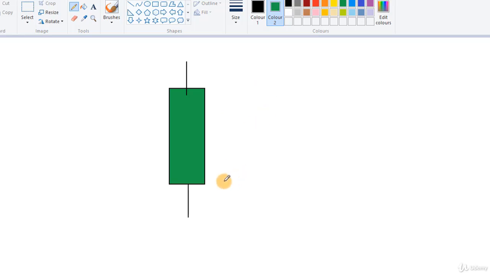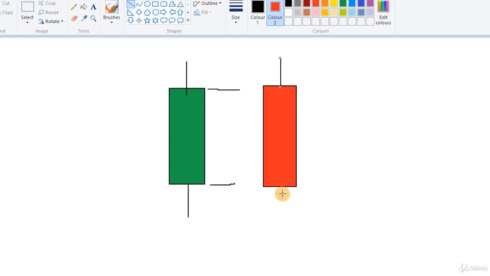The green one says that the price opened at this level where the candle is starting, and it closed at this level where the candle is on the top. So this is the green candle, and if we draw a red candle here, let me do that for you. A red candle says that the price opened at this level and it closed at this level. So a green one says that the price moved up and a red one says that the price moved down. This was all about the candle opening and closing.